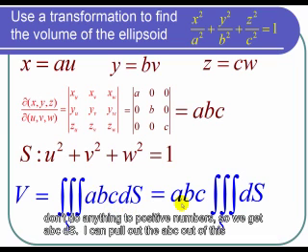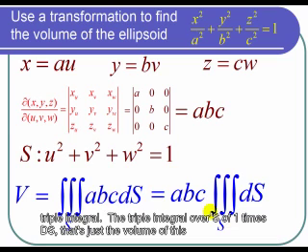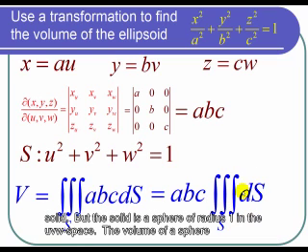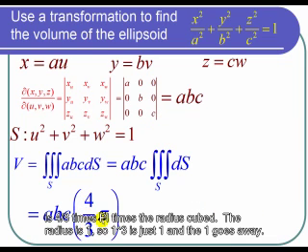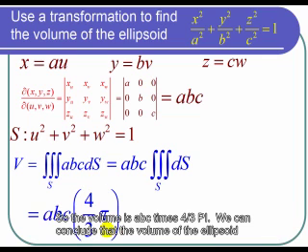I can pull the abc out of this triple integral, and the triple integral over S of 1 times dS, that's just the volume of this solid. But the solid is a sphere of radius 1 in the uvw space. And the volume of a sphere is 4/3 times pi times the radius cubed. The radius is 1, so 1 cubed is just 1, and it goes away. So the volume is abc times 4/3 pi.